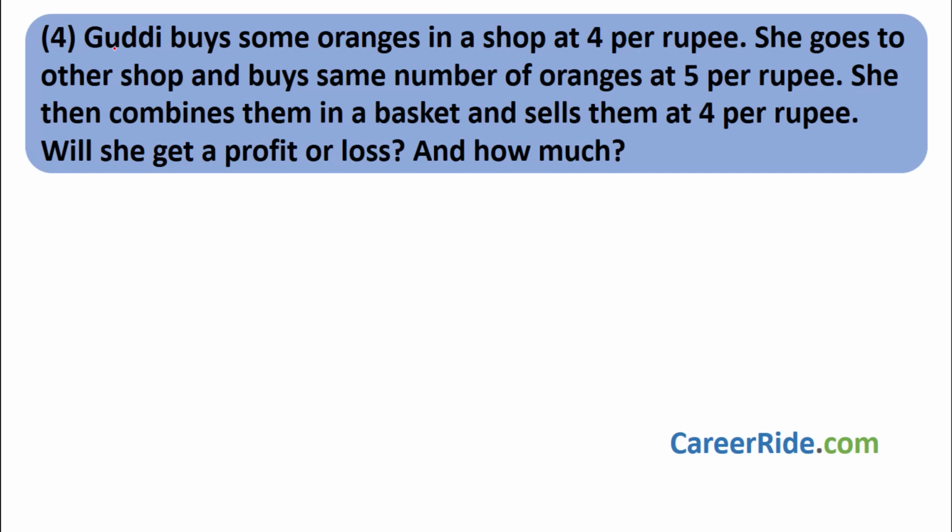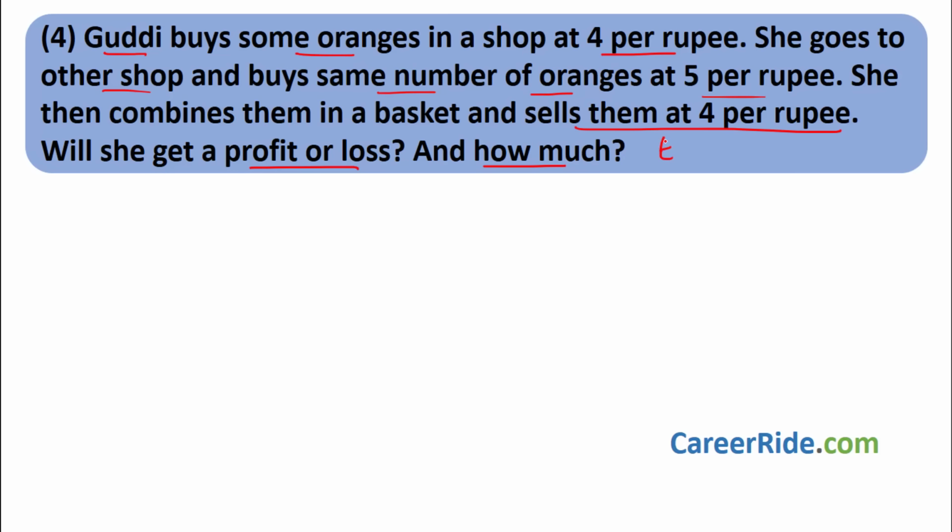Question number 4. Guddi buys some oranges in a shop at 4 per rupee. She goes to another shop and buys the same number of oranges at 5 per rupee. She then combines them in a basket and sells them at 4 per rupee. Will she get a profit or loss, and how much? Now here we do not know whether it is profit or loss, and how many oranges Guddi bought and all that. We only know the rate at which the oranges were bought. So let us see how to tackle these kinds of sums.